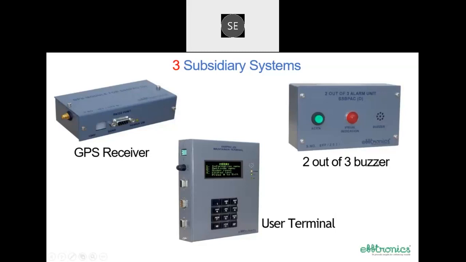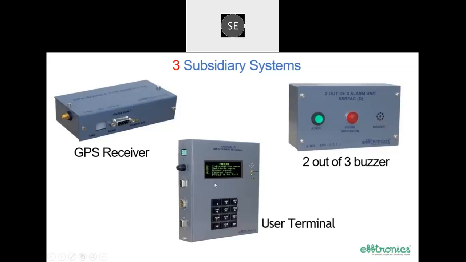And there is a 2 out of 3 buzzer. As we know, there are 3 CPUs and 3 input cards in the system. This 2 out of 3 buzzer is activated in case of a failure of a CPU card or an input card. If any CPU card or input card fails, this unit will alert the station master by giving an audio visual alarm regarding the failure, so that the station master can alert the available maintainer. And the third subsidiary system is the user terminal or maintainer terminal.